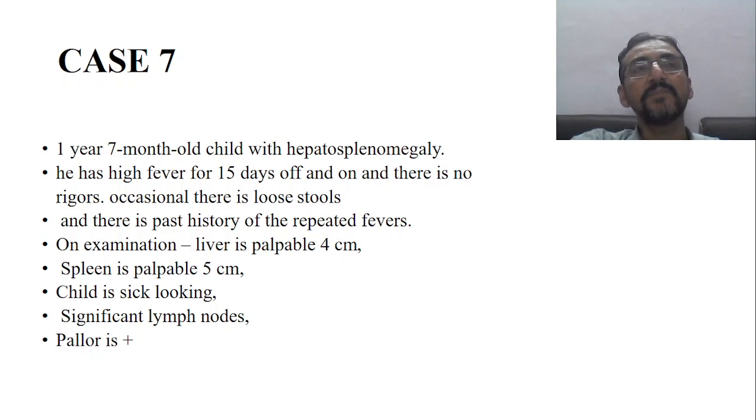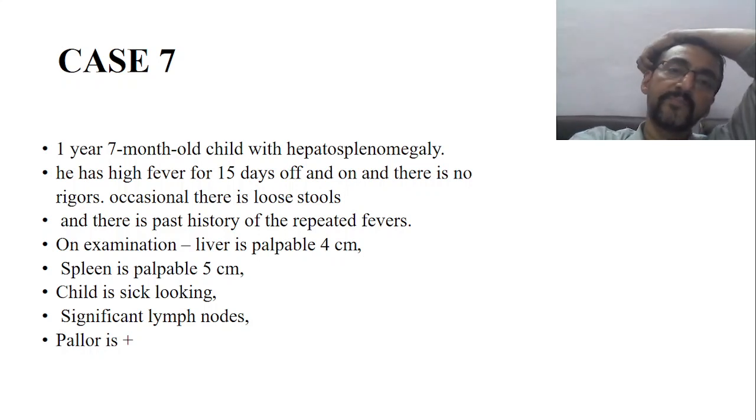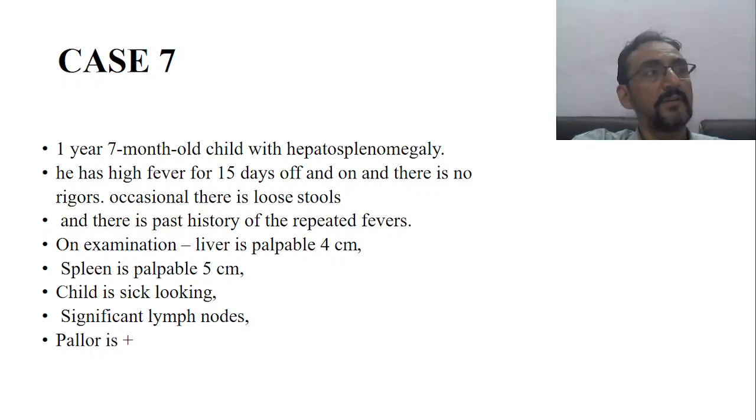On examination, liver is palpable 4 centimeter. Okay, liver is enlarged. Spleen is also palpable 5 centimeter, that is also enlarged. Hepatosplenomegaly. Child is sick looking. So when I say child is sick looking, definitely this is a bacterial origin, or maybe some of the parasites also. Significant lymph nodes are enlarged. Pallor is also present. So any idea?